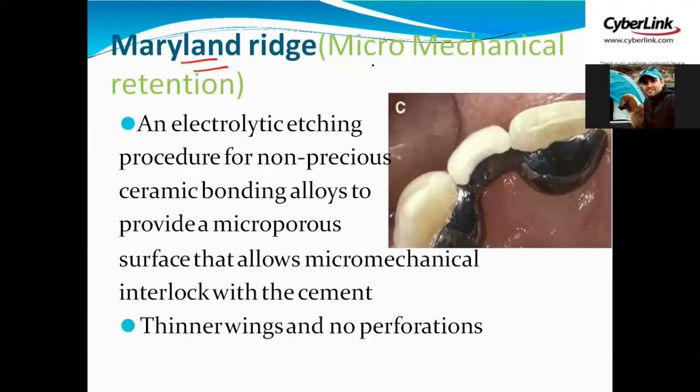Then there is the Maryland bridge, which is also called the micromechanical retention bridge. Many scientists developed different designs to overcome the shortcomings of Roche bridges.